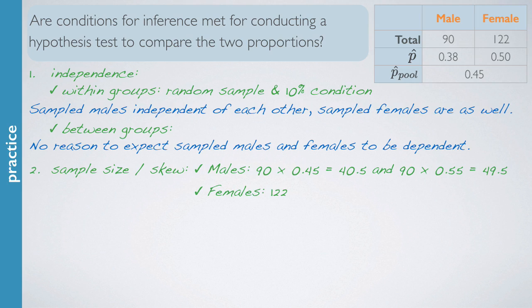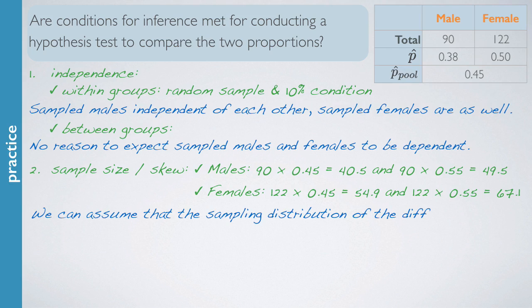Similarly, for the females, we have 122 females times 0.45 gives 54.9, and 122 females times 0.55 gives 67.1, so the success-failure condition is met for females as well. Therefore, we can assume that the sampling distribution of the difference between the two sample proportions is nearly normal.